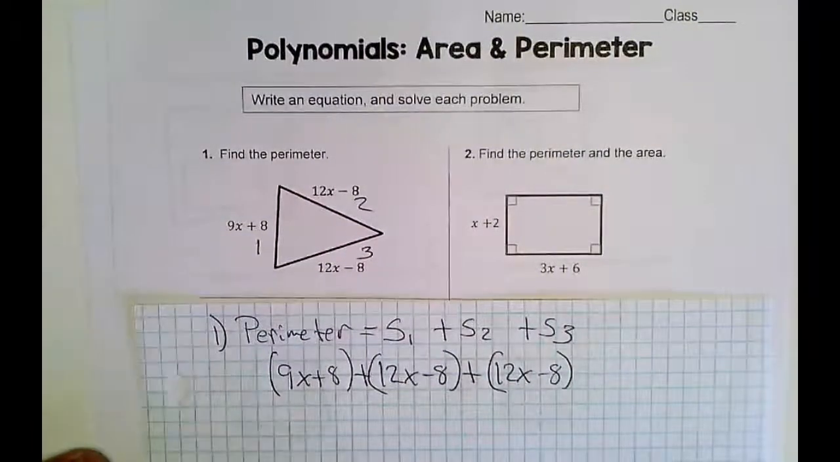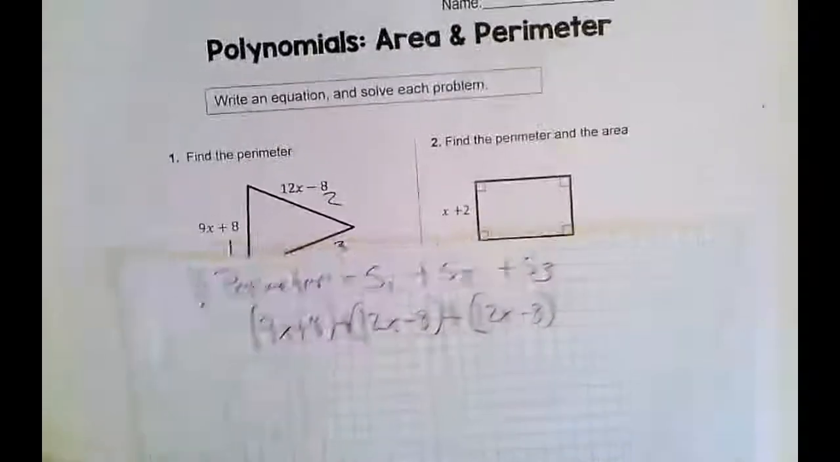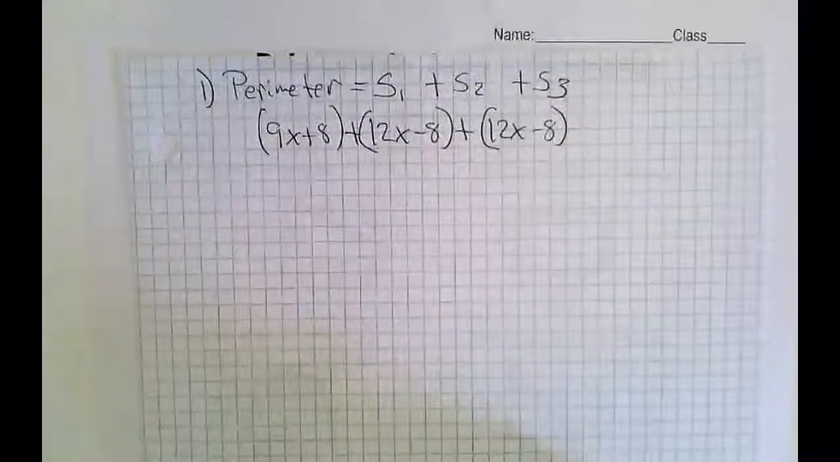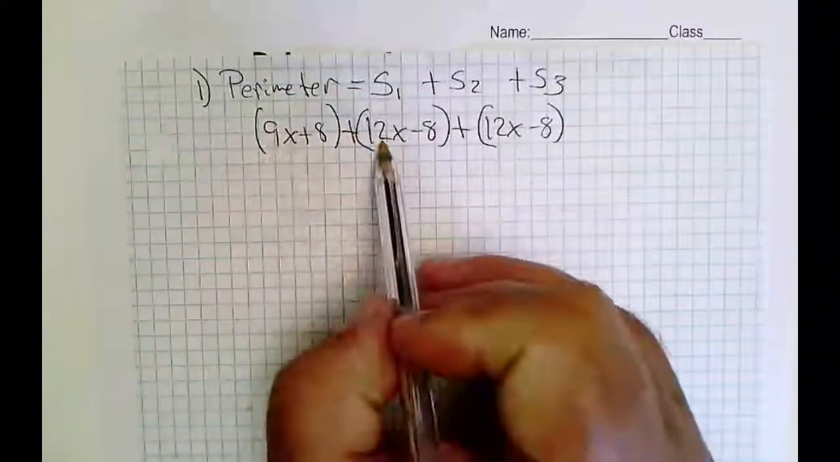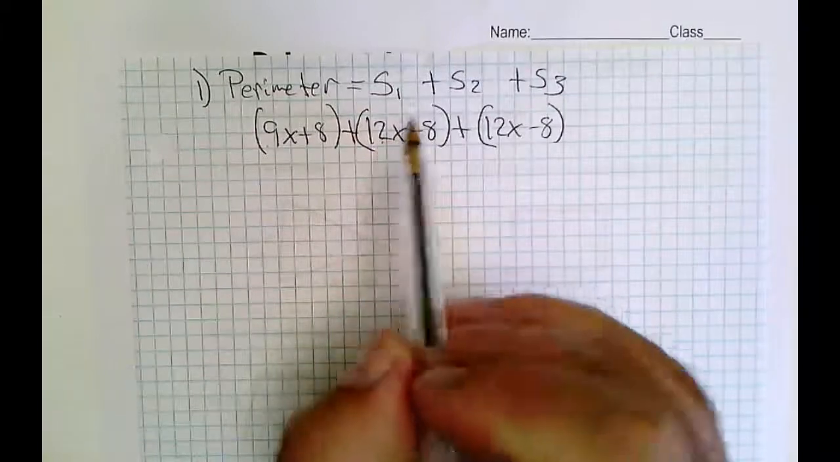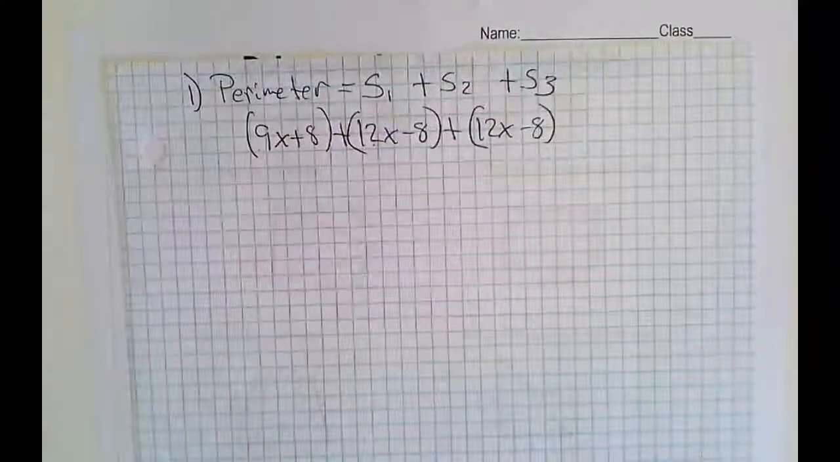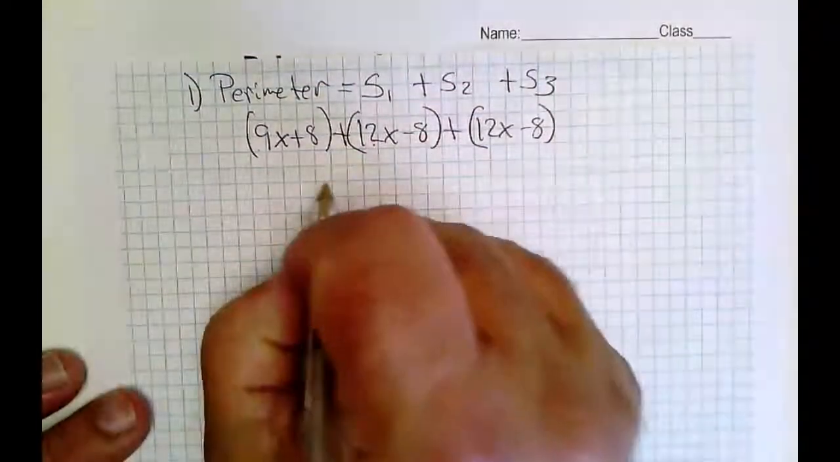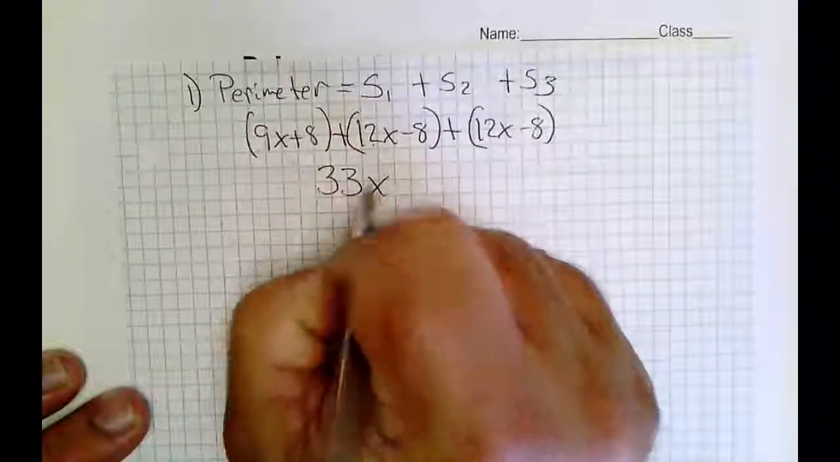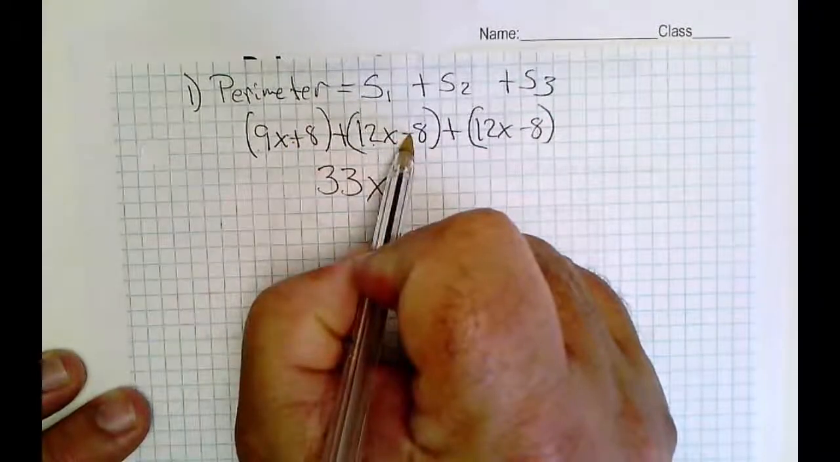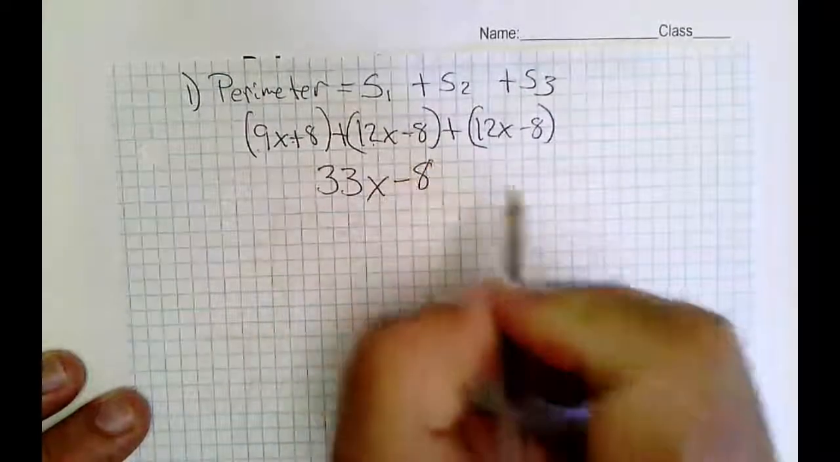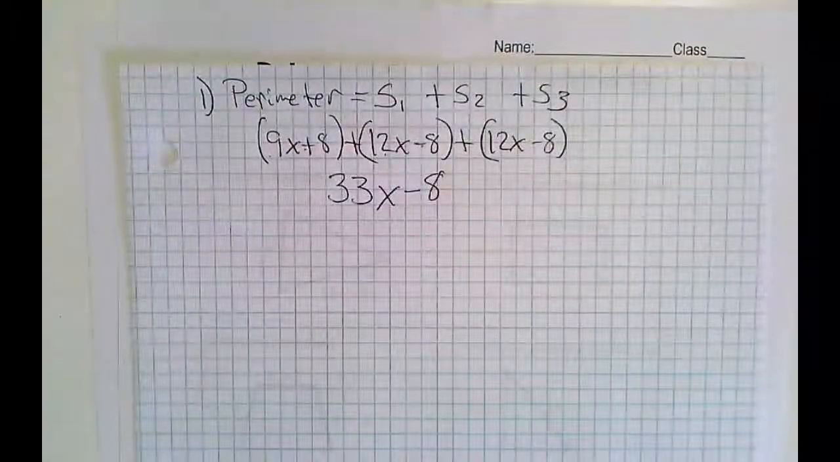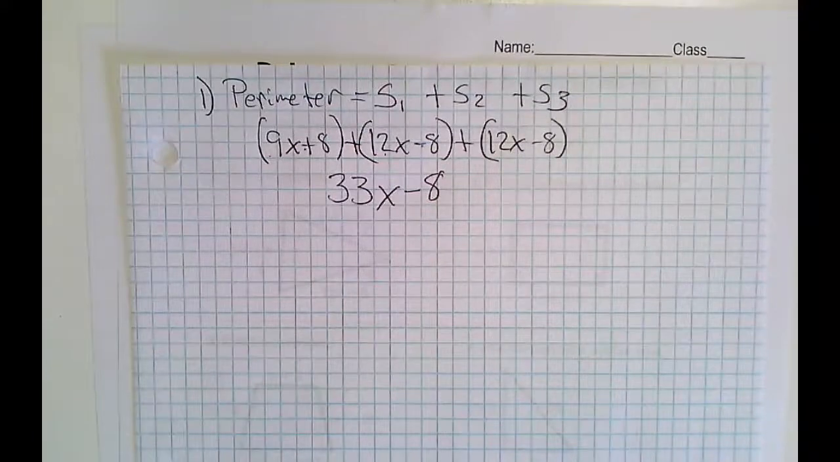Okay? And obviously then all we would do is we would combine like terms. So 9 plus 12 is 21. 21 plus 12 is 33. So this would be 33x. 8 minus 8 is 0. Minus 8. So that would be your perimeter. Perimeter for that first triangle would be 33x minus 8.